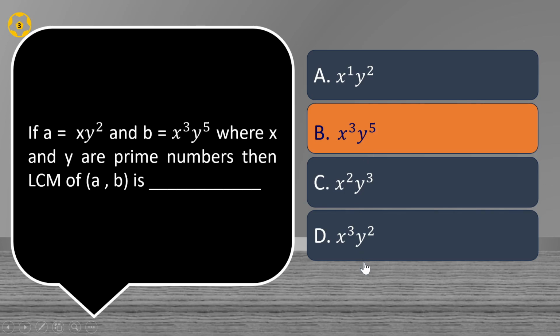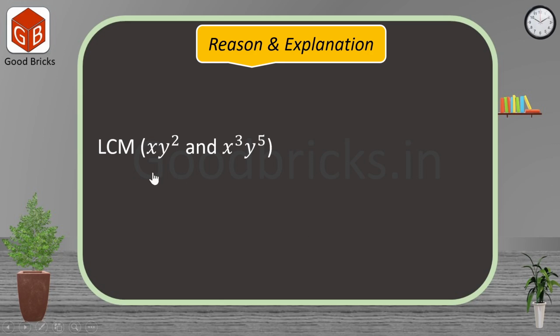Now let us discuss why this is correct. In the question they asked the LCM of x y square and x cube y to the power of 5. And the basic thing to find the LCM, least common multiple, is that from these two given numbers, we have to select all the prime numbers. So that is what we have done. x we have here and y we have here.